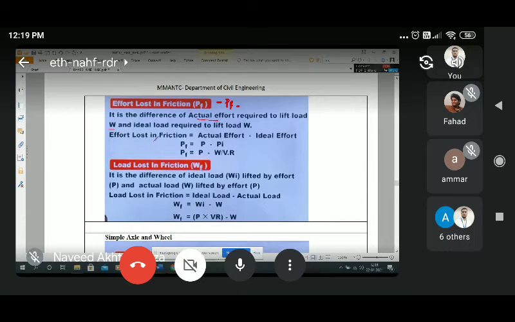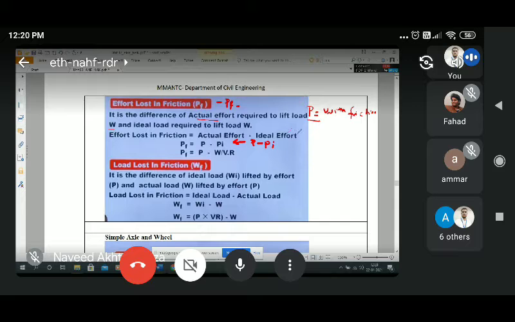So what is the effort loss in friction? How will we find it out? Pf is nothing but P minus Pi. The effort P is the load required to lift with friction, that is the real effort required. And this P considers friction, because friction opposes the motion, this is Newton's law.